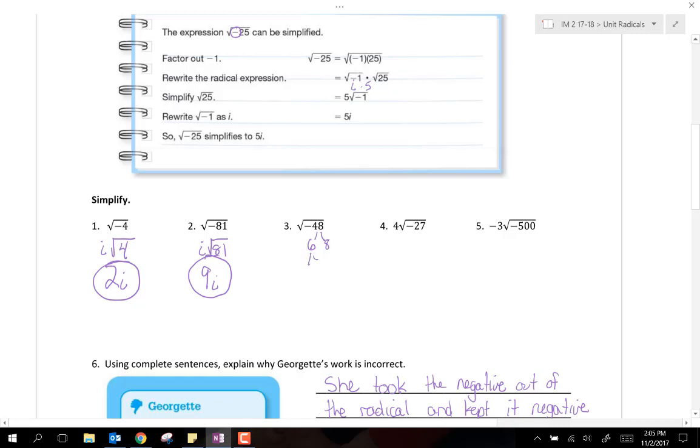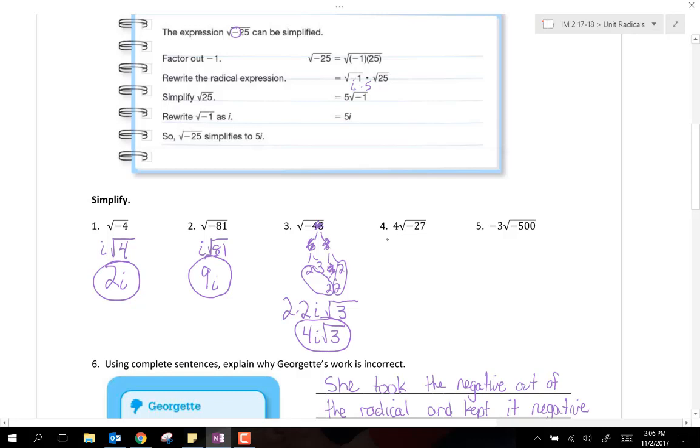6 and 8, 2 and 3, 4 and 2, 2 and 2. Again, I scribble them out once I'm done with that. So I'm bringing out two 2s. The 3 is still stuck inside, and the negative comes out as i. And then we multiply the two 2s on the outside, just like what we've always been doing. So the only difference is we have an i there as well because we had a negative number.